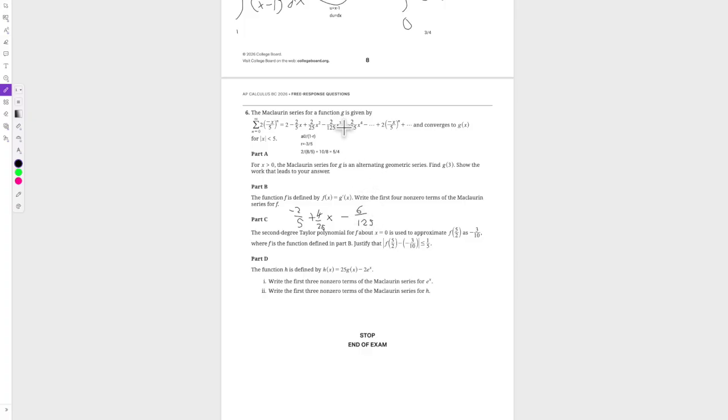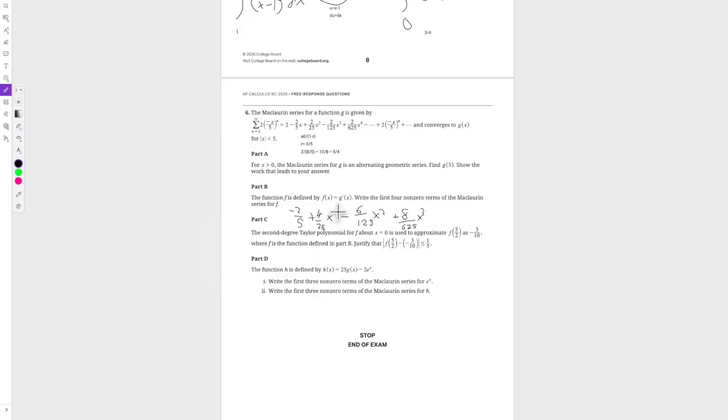6 over 125 times x squared. And then finally plus 8 over 625 x cubed. And if you want to quickly double check, you just go through everything again. So times 4 times 3 times 2. So we have times 4, which is 8, times 3, which is 6, times 2, which is 4, and we have x squared, x cubed, and this is correct.